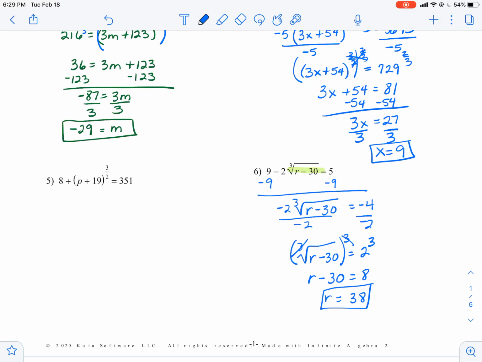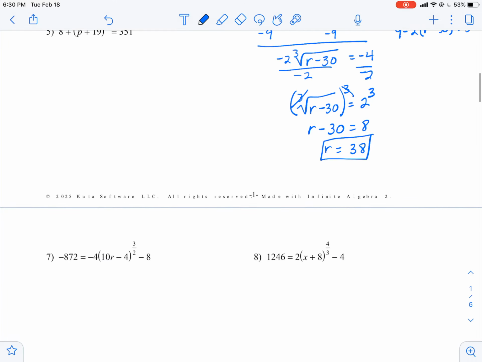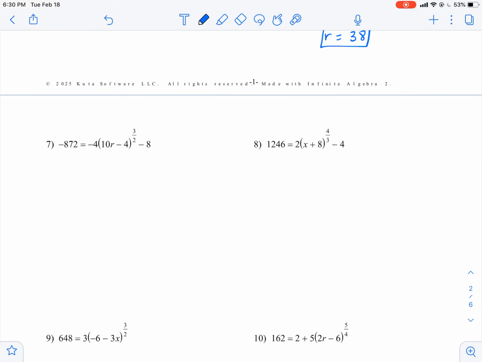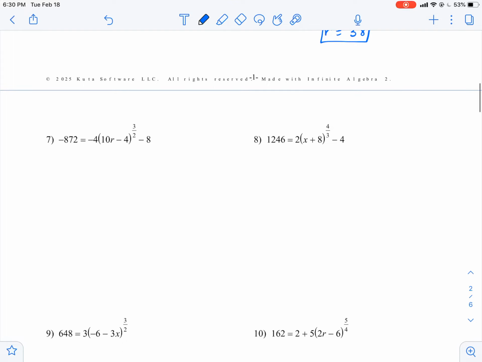Now, I definitely could have, in this case, if you had wanted to, not necessary, not something I probably would have done, but you definitely could have rewritten this to the 1/3 power. That is exactly the same problem. Okay, let's just look through real quick, let's do number 8, because it's now to a 4/3 power.